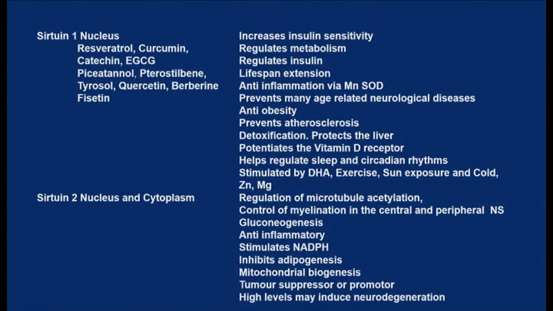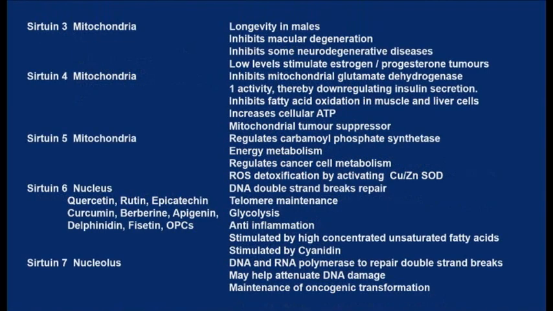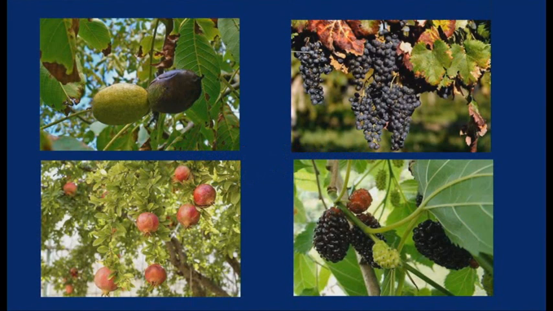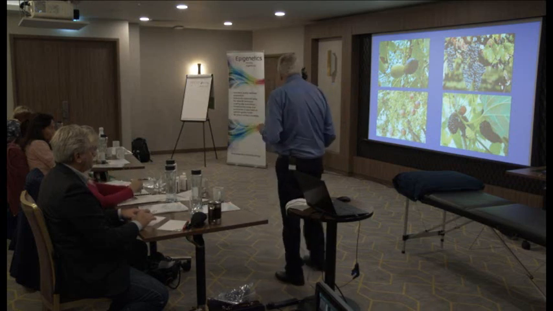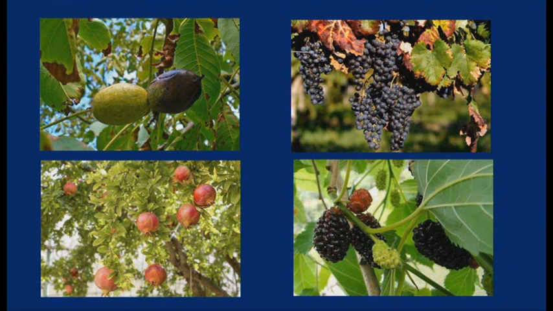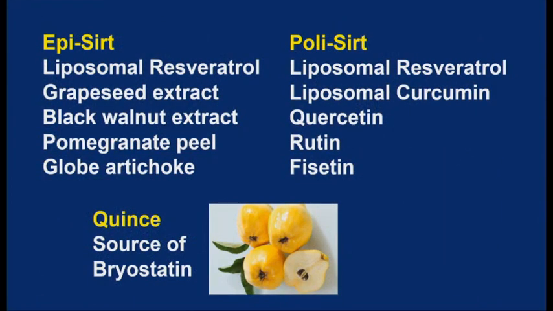So this just describes which polyphenolics activate each individual sirtuin. Then we found that sometimes the combination can work more synergistically than the individual one. And the first one we did back in September was EpiCert, which is a combination of walnut, grapes, pomegranate, and mulberries. So that was that one.